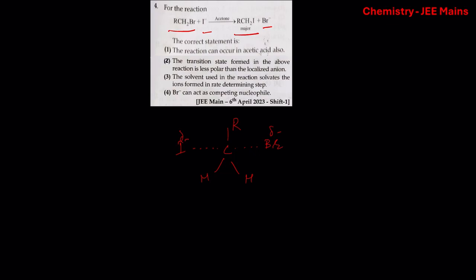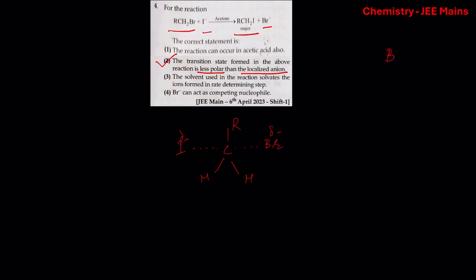This transition state is less polar. Therefore, in this question, the correct statement is statement 2. The transition state formed in the above reaction is less polar than the localized anion. Okay, so what is a localized anion?